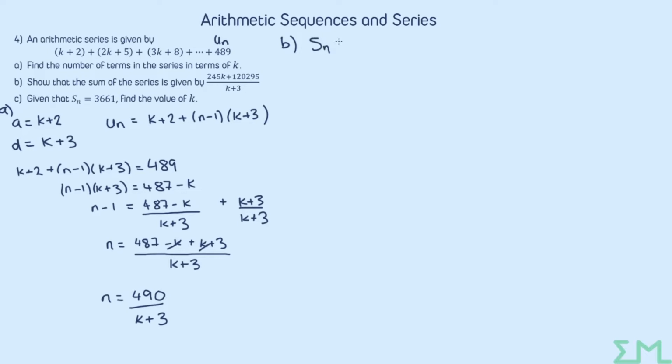So now we are using our SN formula. So n in this case is 490 over k plus 3. So we're going to halve that. So we will have 245 over k plus 3. And then we're doing 2 times a, so that's 2k plus 4, 2 times a, which is this thing here. And then plus n minus 1, so 490 over k plus 3 minus 1 times d, which is k plus 3.